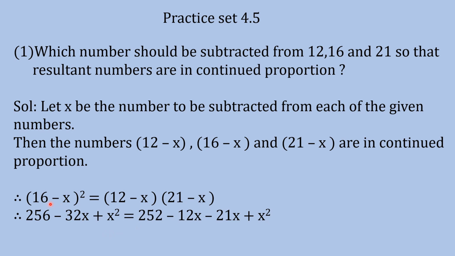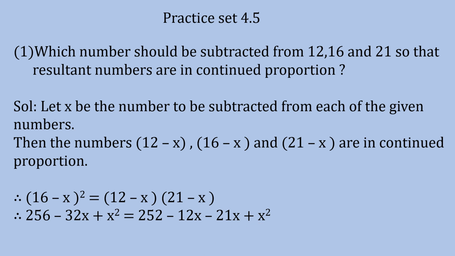If you do that, 16 square will become 256, minus 2 into a into b: 2 into 16 is 32, so minus 32x, plus b square, that is x square, equal to... Now you'll multiply 12 into 21, and you'll get 252. Then minus, you'll multiply 12 with x also, so 12 into minus x is minus 12x. Then the second term, minus x into 21, so you'll get minus 21x. Then minus into minus, student, is plus, so x into x is x square.